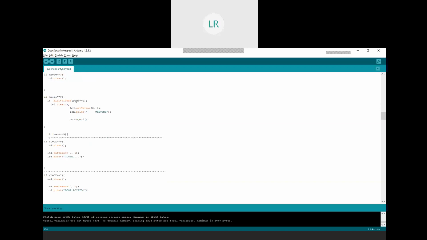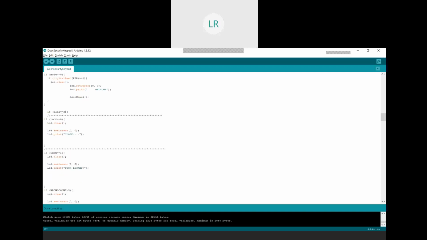For mode 0, the PIR sensor will be actively high, and the LCD will print out welcome, and the door will open. So this is a function call. We will look at this function call below. As for mode 3, as I told you, the PIR sensor will not be able to work, and all the entries should be done through the keypad.